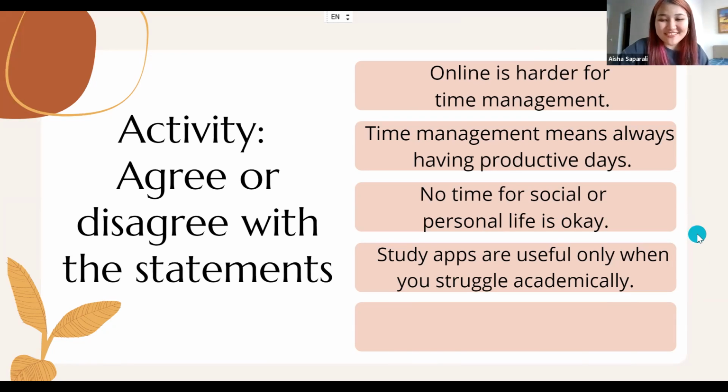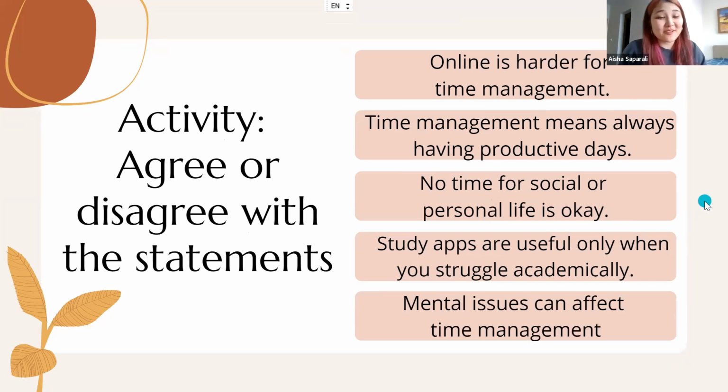And the last one: mental issues can affect time management. I guess you mentioned some of this before. Yeah, I completely agree. If you're not stable with your mental health, you're not healthy, and that can affect your time management. Do not try to push yourself even more forward. If you have some mental issues, go to a specialist. It's very important to preserve your mental health, to be healthy mentally.